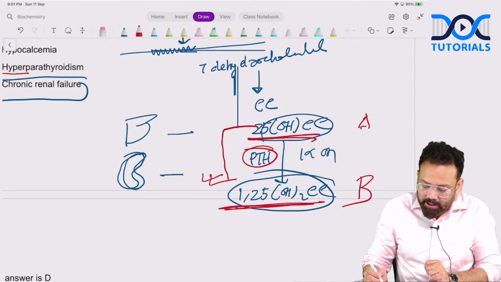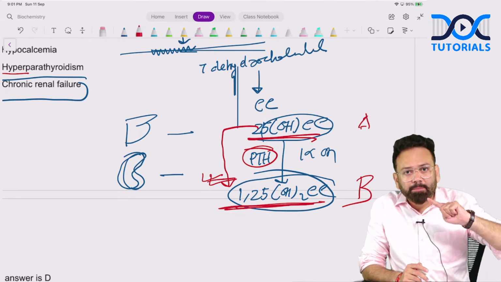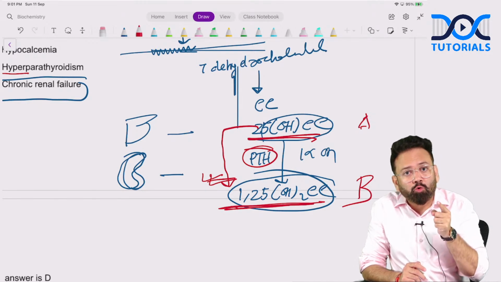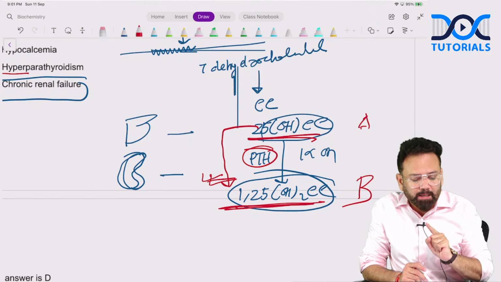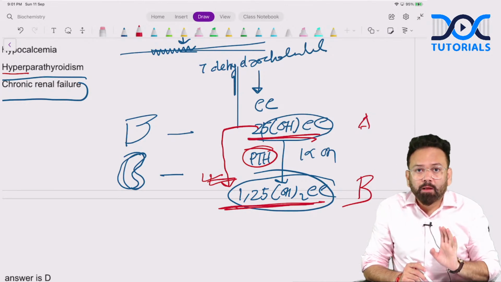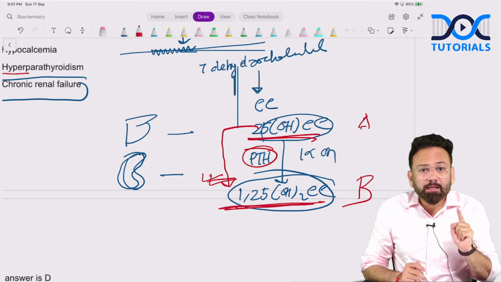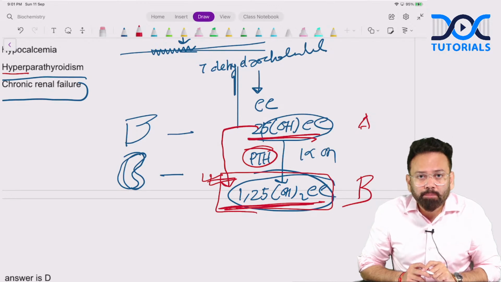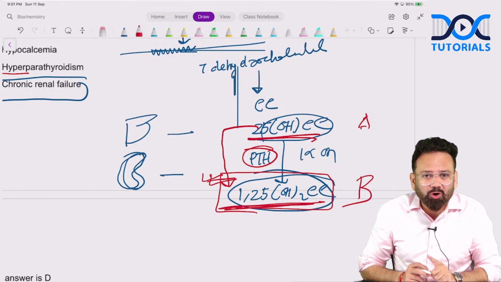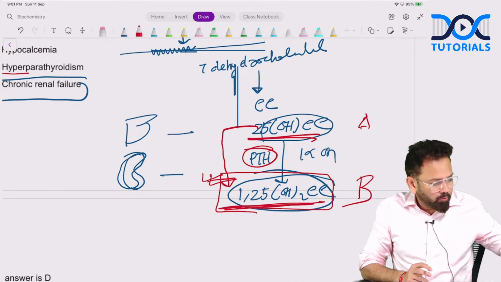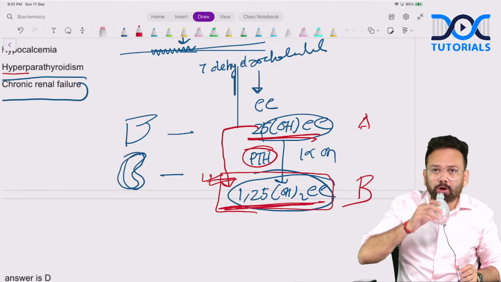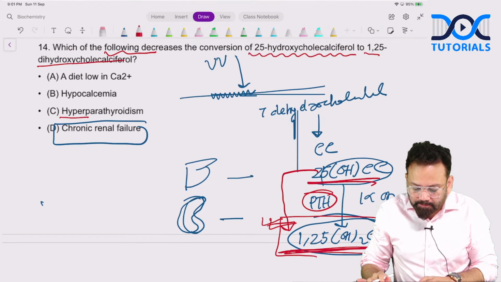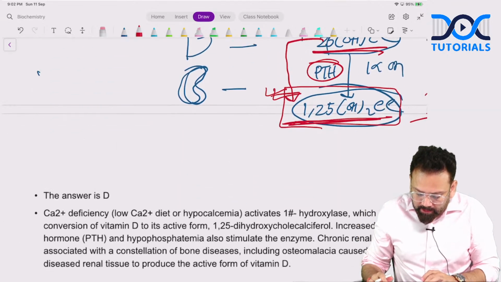Because A is converted into B in the kidney. 25-hydroxycholecalciferol can be converted into 1,25-dihydroxycholecalciferol in the kidney. So we give A. But in kidney disease and in hypoparathyroidism, we always give the active form. Which is the active form? 1,25-dihydroxycholecalciferol. Is this clear? Okay. Next question.